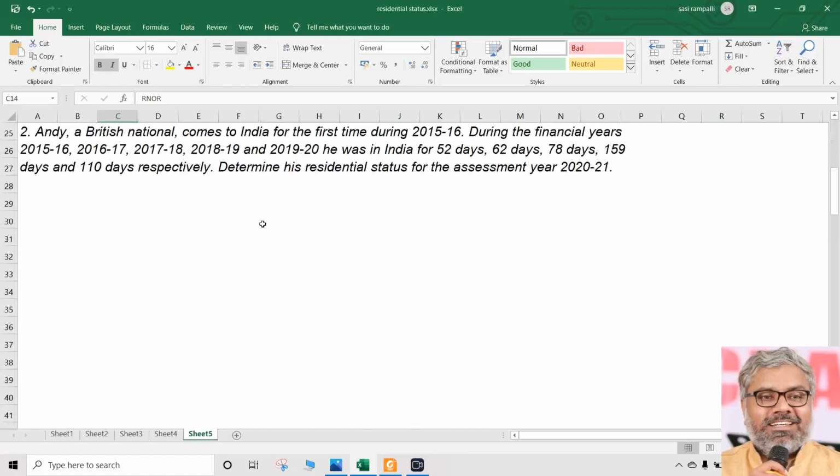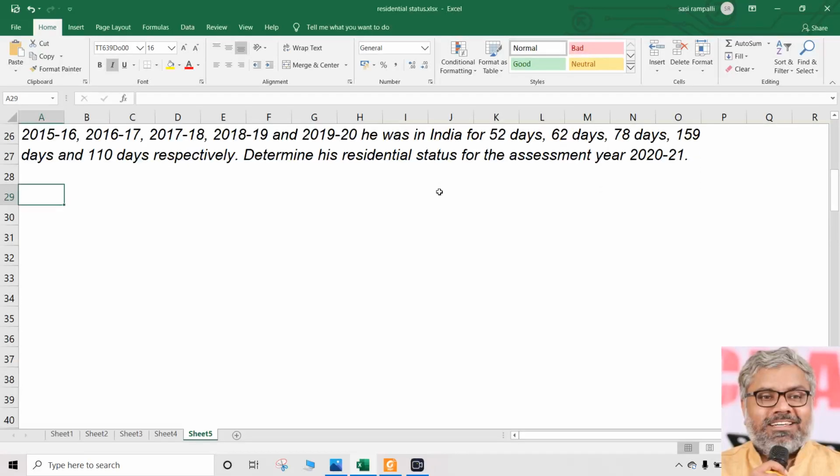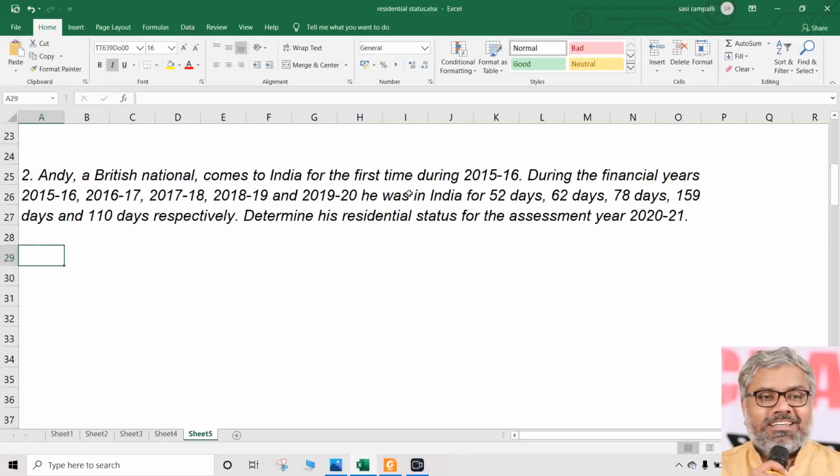Now moving to question number 2. This is also a question which is similar to what we have solved earlier. A British national comes to India for the first time during 15-16 and during the financial years 15-16, 16-17, etc., etc. He has stayed for so many days in India. What is his residential status? He is asking. So let us take the years first of all, 2015-16, 2016-17, like that.